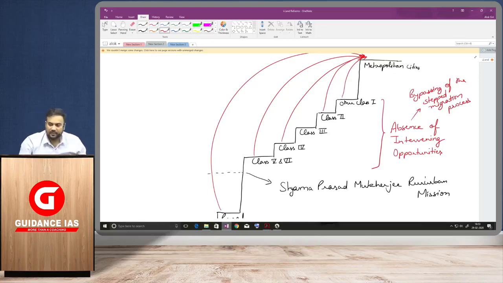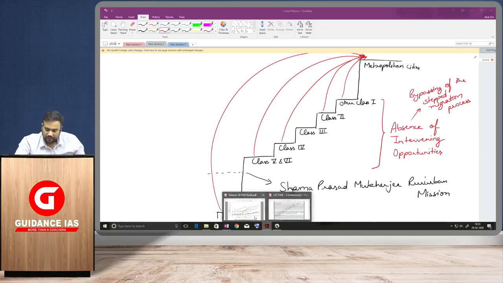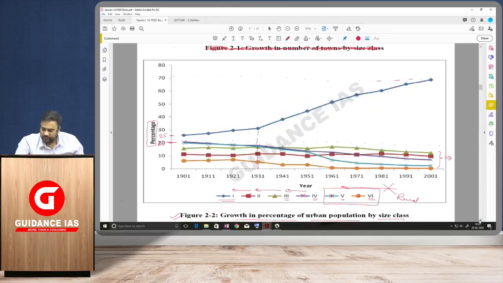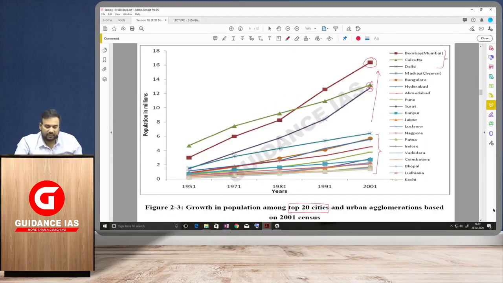So this is essentially the pattern of growth. इसमें एक और मैंने फिगर दिया है. You can also see कि किस तरह से even within the population of million plus cities में भी कितना ज़्यादा difference है. Here only we are taking into account top 20 cities.